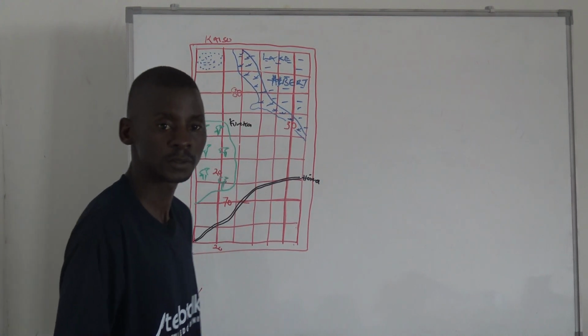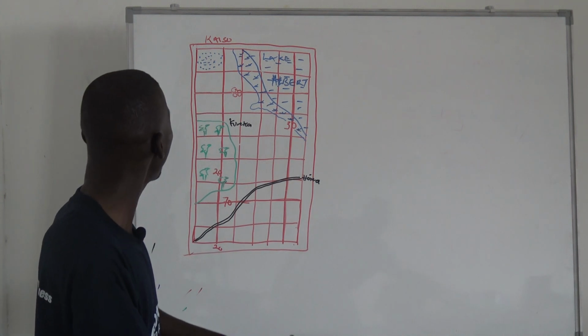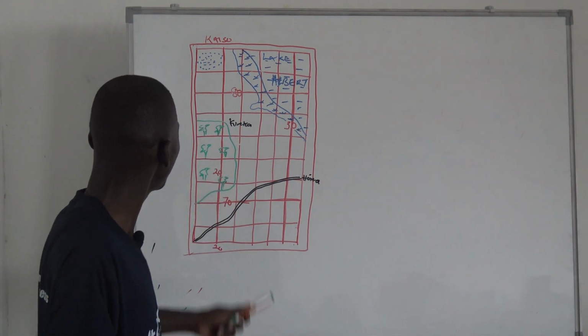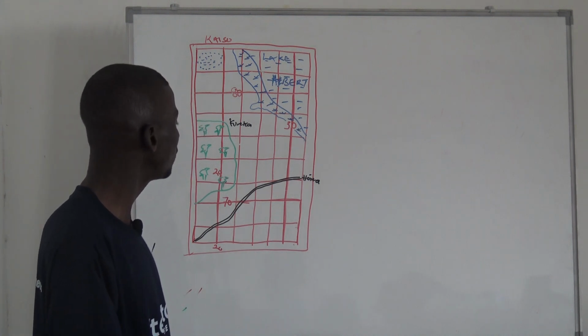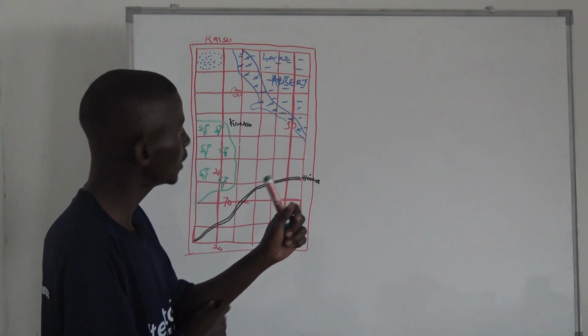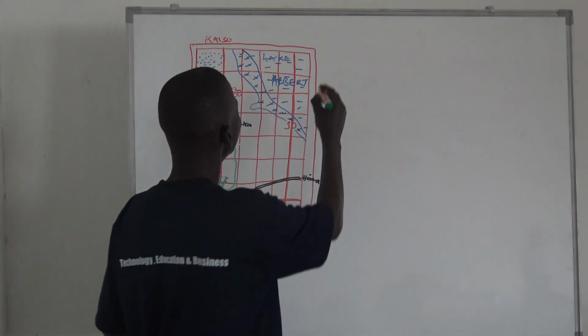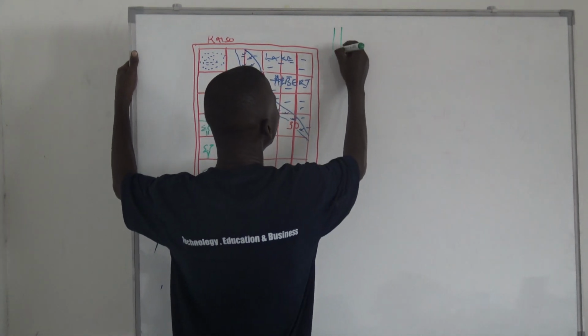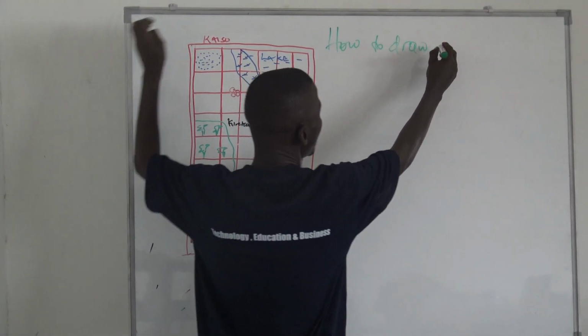Good afternoon, students. We are continuing with map work. Last time we were studying this map of Kaiso-Tonya, and we have covered a lot of things. For now, we are going to look at how to draw a sketch map.